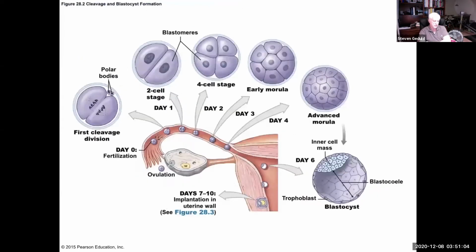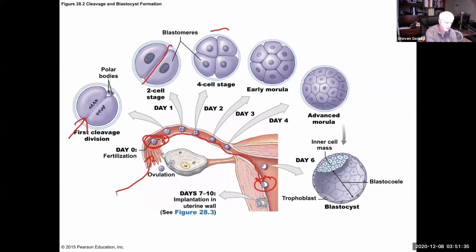So here's your first cleavage. This is entering the uterine tube, where fertilization occurs. This is the ampulla, the swelling. Then it travels down the uterine tube into the uterus and implants into the wall of the uterus. So day 0 is fertilization. At day 1, once you fertilize it, you get the zygote. Then the cells start to divide and you get your first cleavage, which cleaves the cells in half.